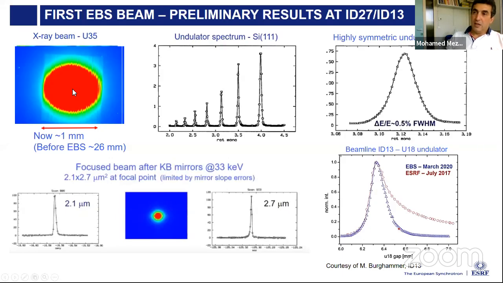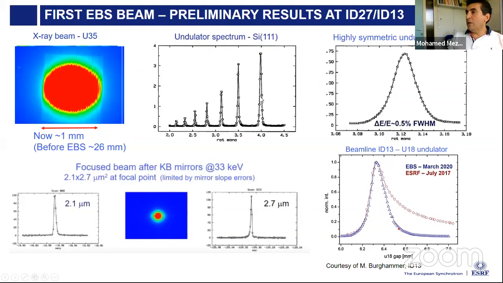And actually, in the case of ID27, I can say that the beam was injected about 300 micron away from what was expected, meaning less than 10 microradian in terms of angular deviation. So this is quite amazing performance. Not only the shape of the beam, but also the energy distribution in this beam, as you can see here from the undulator spectrum seen through a silicon 111 crystal, is very nice and as expected.